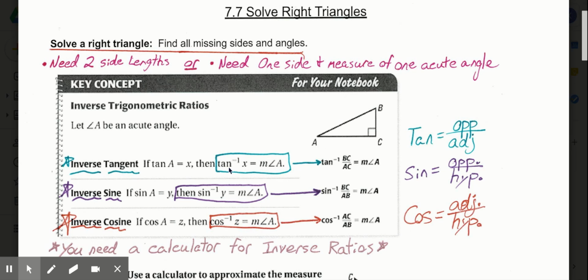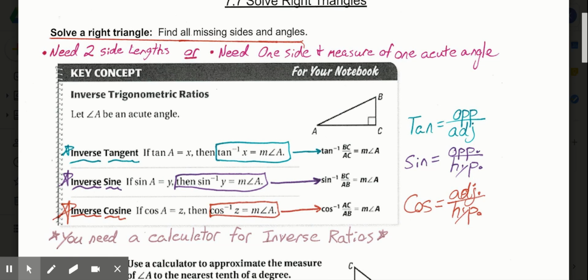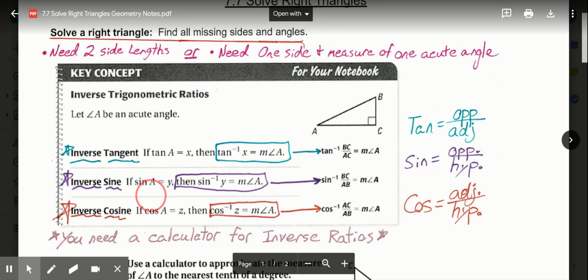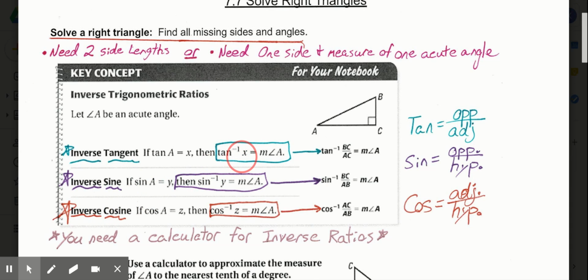So our first inverse ratio is the inverse tangent. If we're looking at the right triangle ABC here, and we know A is an acute angle, then the tangent of A, let's say, is x. So the inverse tangent, written as tangent to the -1. If you ever see the tangent, the sine, or the cosine to the -1, that's the symbol for inverse. So the inverse tangent of x is the measure of angle A.